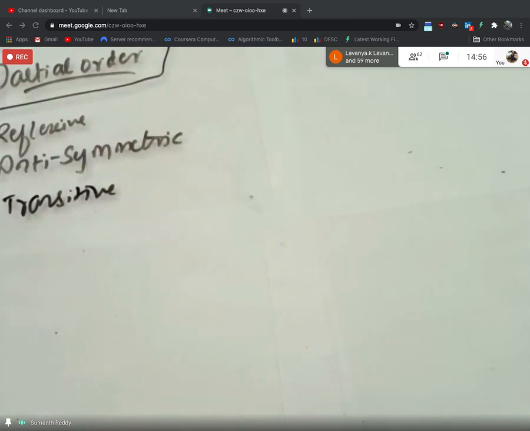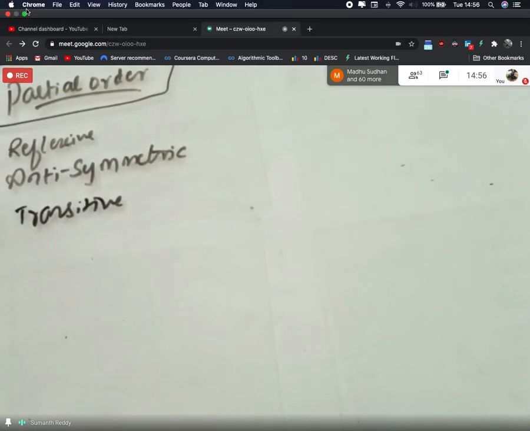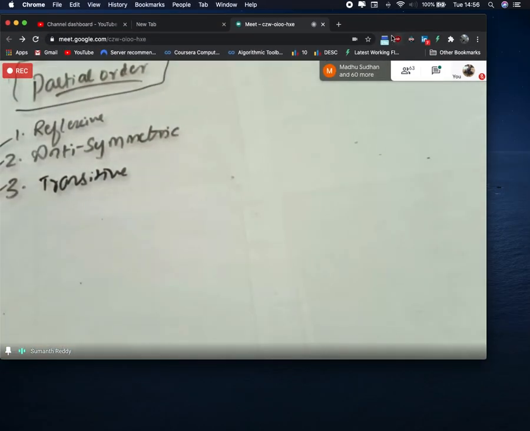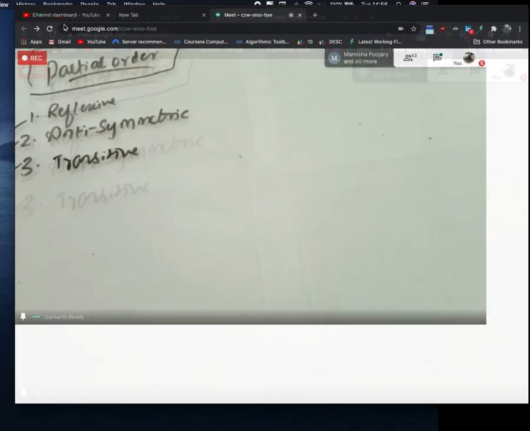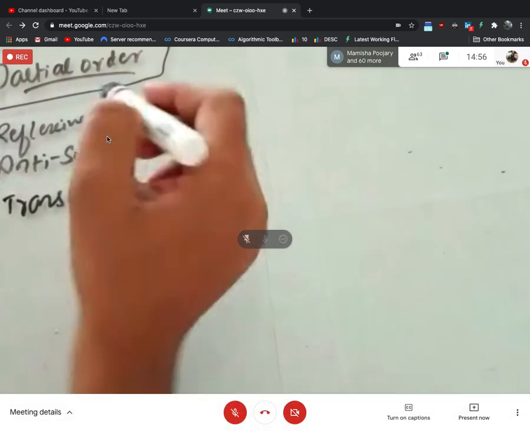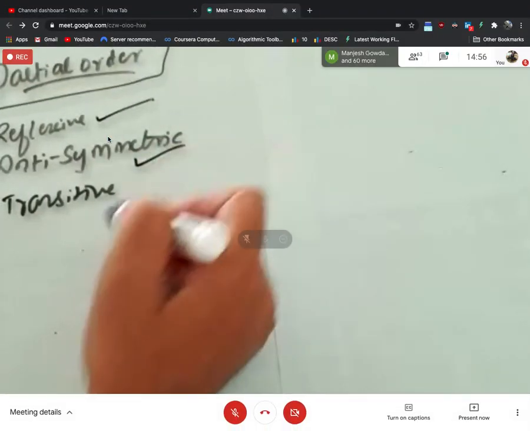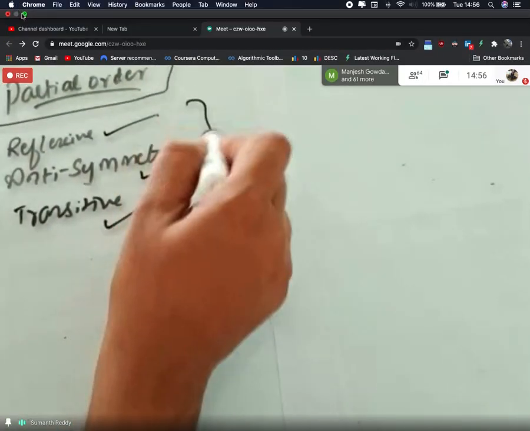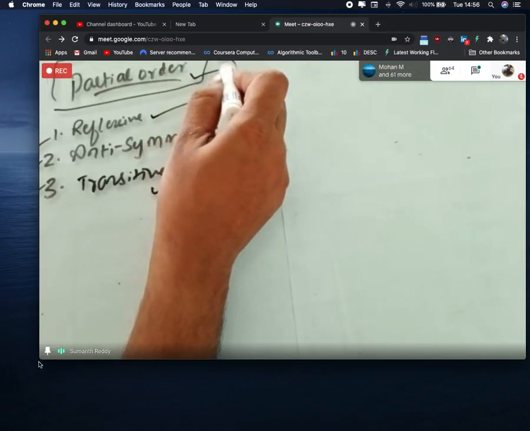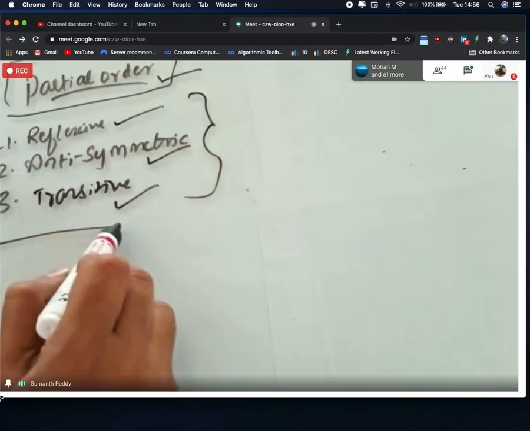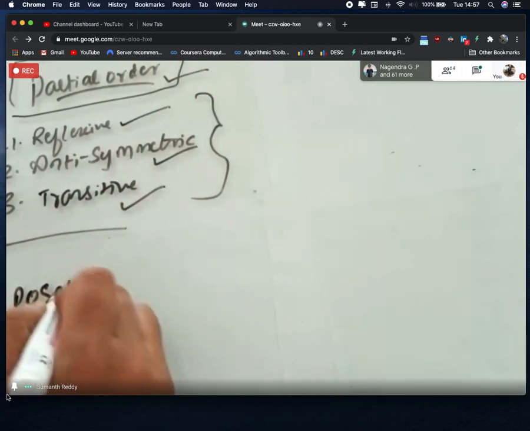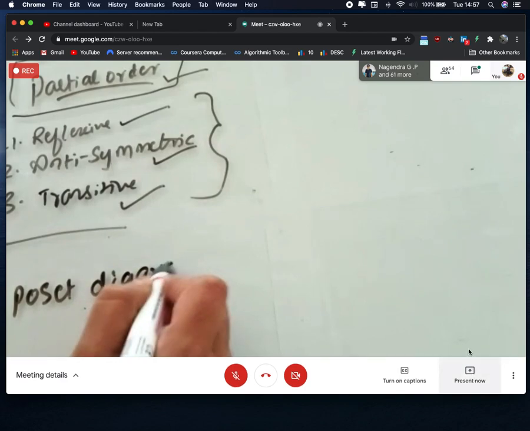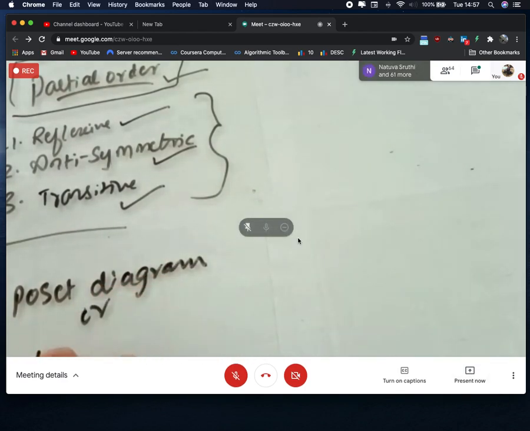Okay. So in this topic, he will give a particular relation and ask you to check whether the relation is a partial order or not. In that case, first of all, you need to check whether the relation satisfies the reflexive, anti-symmetric and transitive properties. If it satisfies all these three properties, it is said to be a partial order, right? After this, he will ask you to draw the Poset diagram or Hasse diagram.